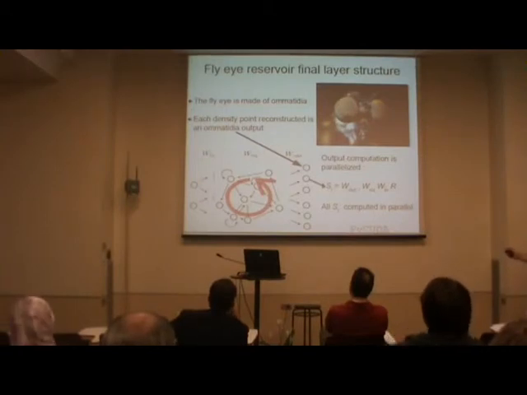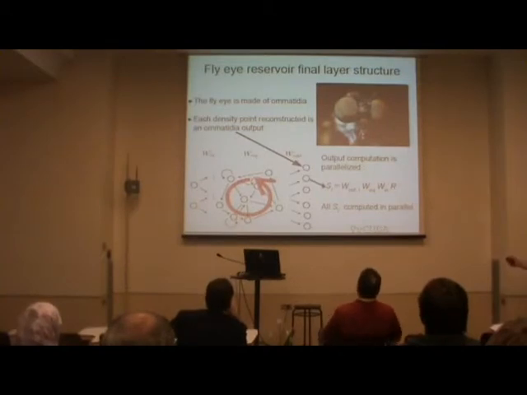Okay, so this is the fly eye here. You see an eye here, which is made of many cells, each cell is called an ommatidium. And all of these cells are here. Each of these cells specializes in the reconstruction of a single point in the density.